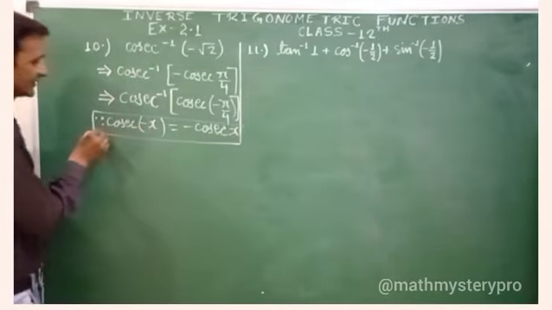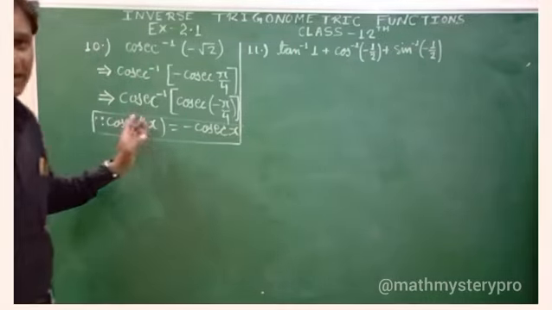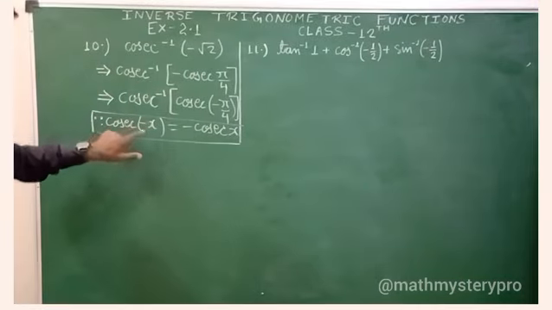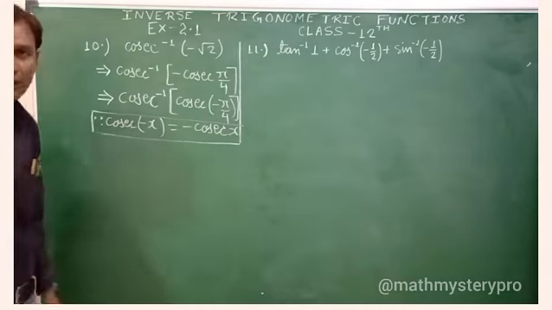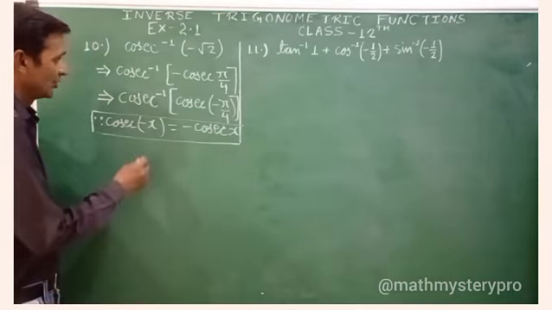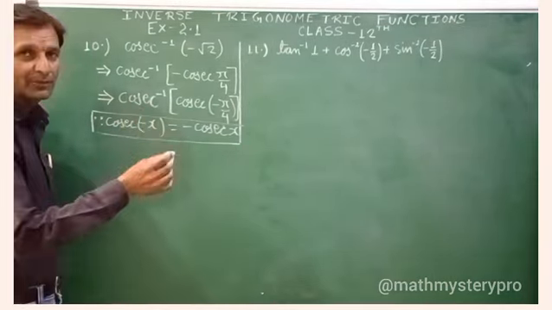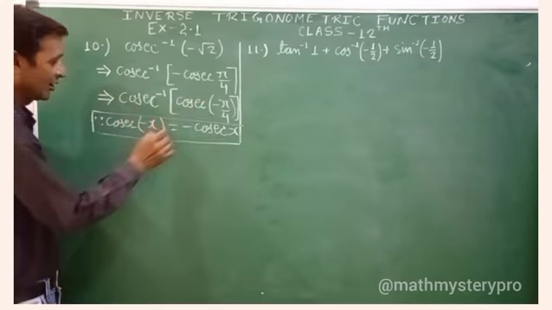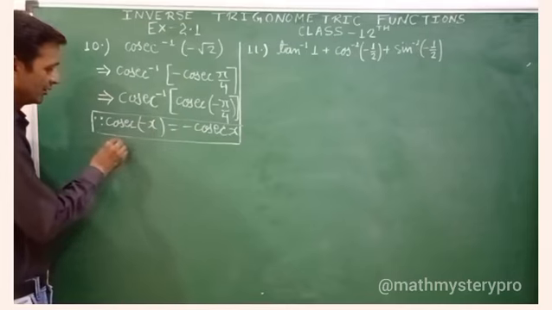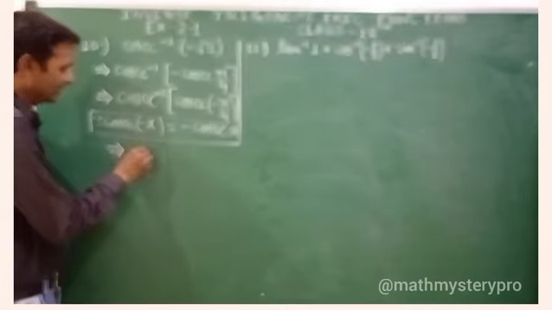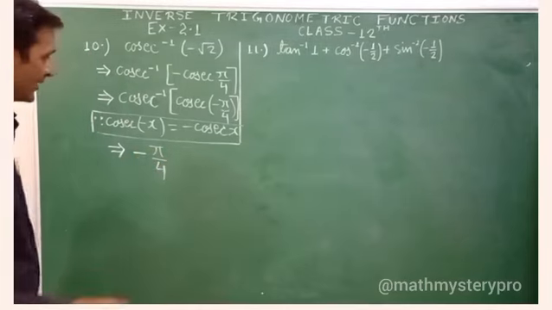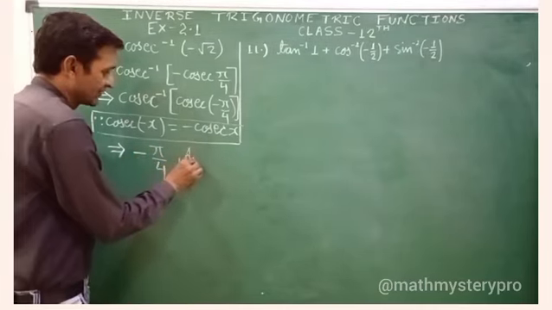Remember one thing, that trigonometry only will clear the concept of inverse trigonometry. So that's why trigonometric formulae are very important for you, and you should prepare those formulae. Here cosec inverse and this cosec will be cancelled out. So the value of the angle is minus pi by 4. This is the principal value. So this is the answer.